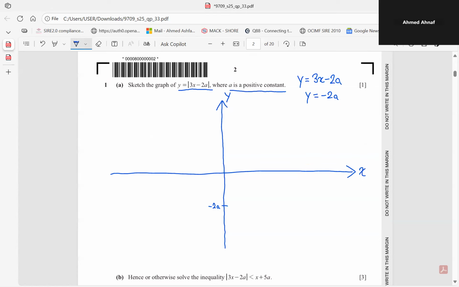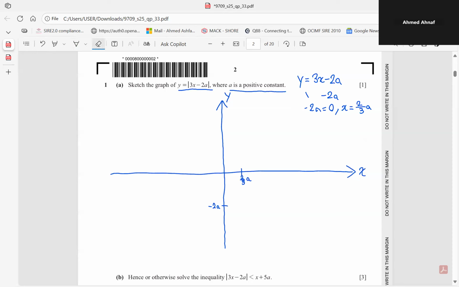Since a is a positive constant, minus 2a is negative. Now let's find our x coordinate. Just set 3x minus 2a equals 0. You'll get x equals 2 over 3 a. So this would be somewhere here.